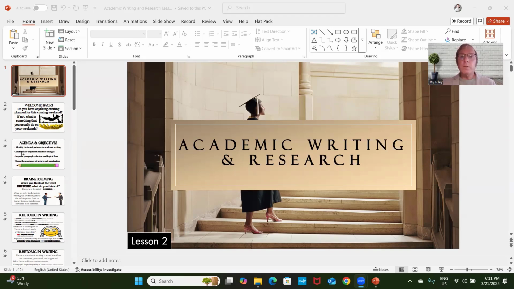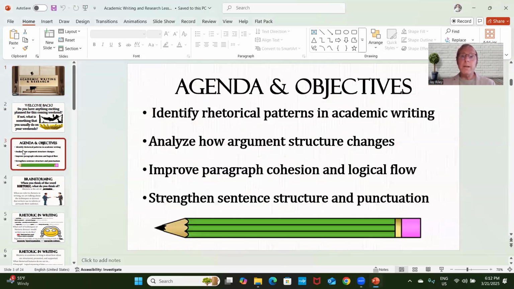And tonight we're going to talk a little bit about the role of rhetoric and rhetorical patterns that we find in academic writing, in paragraphs, in essays, and in larger works like our thesis or our dissertation. We're going to talk about how argumentative structure can change. We're going to talk about cohesion and flow in our paragraphs. We're going to see lots of examples of transitional words and phrases. And we're going to talk a little bit about sentence structure and punctuation when we talk about parallelism.